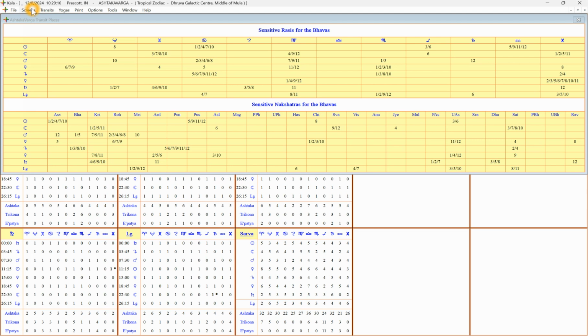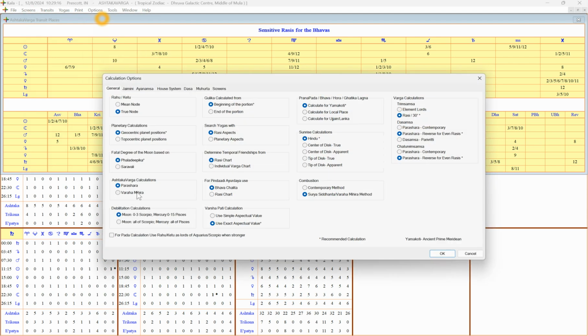And in the Parashara and the Phaladeepika, they have these other calculations. They don't have that in the Varaha Mihira or the books that follow Varaha Mihira. So I usually run the Parashara because I like to use those calculations. But we have both options.